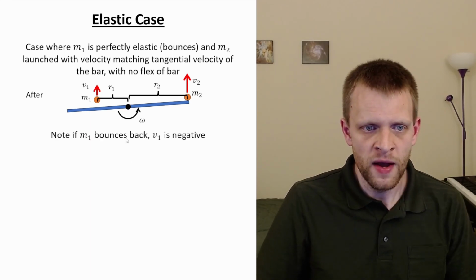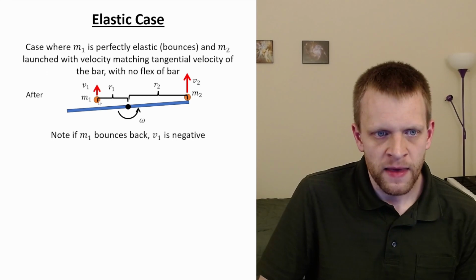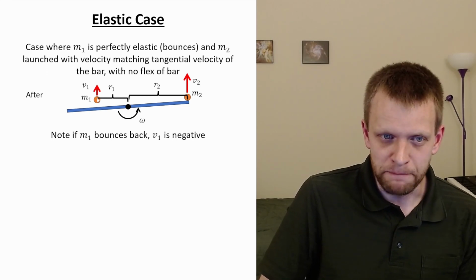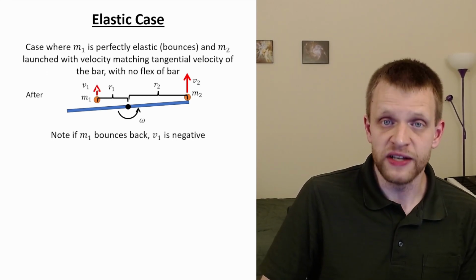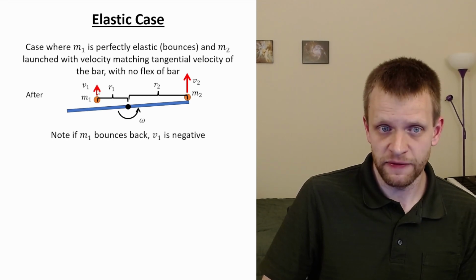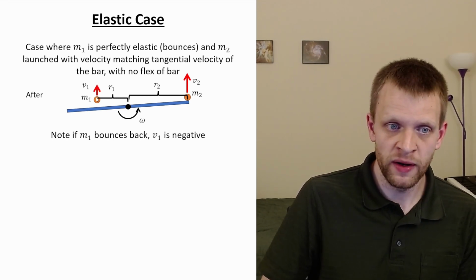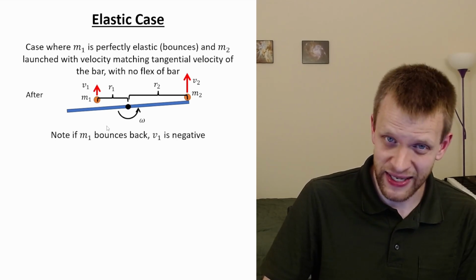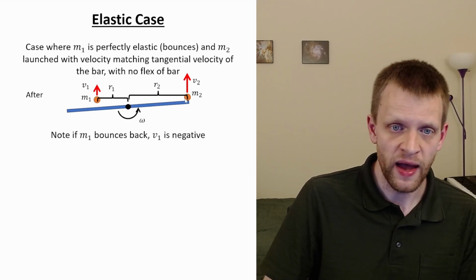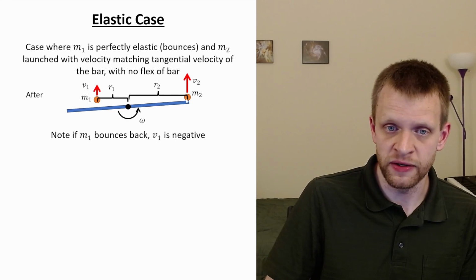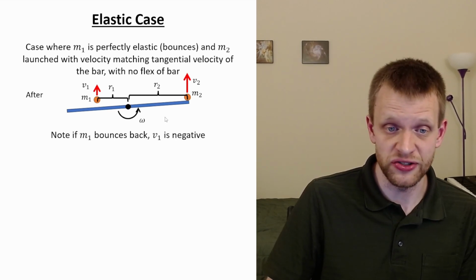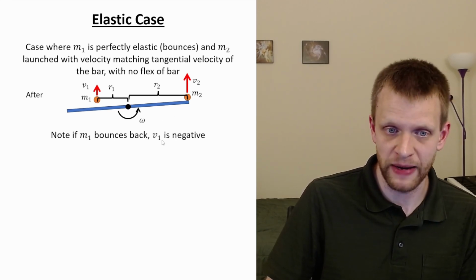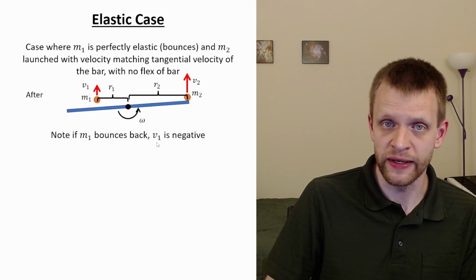Okay. Couple of things to note. If M1 ends up bouncing backwards, then this velocity would end up being negative. We're still saying for M1, down is the positive direction for velocity because it makes that counterclockwise motion, and up is the positive direction for velocity 2. So if M1 bounces back, that just means V1 is going to be negative.